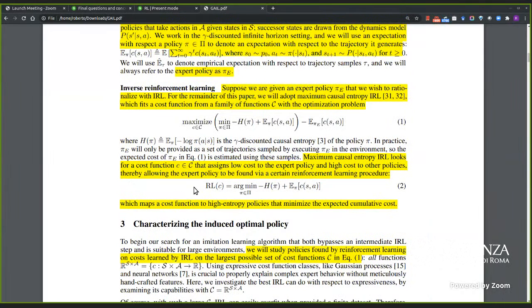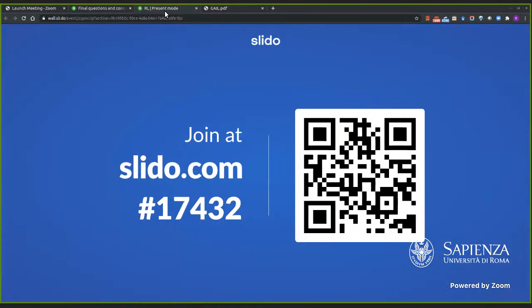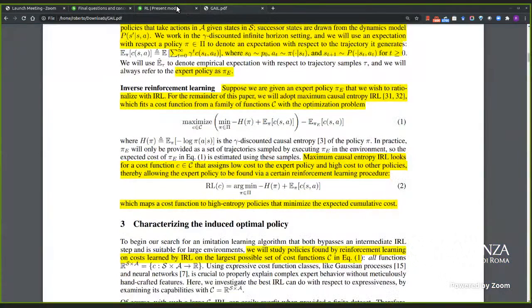And again, why do you want to use a high entropy policy? Because you don't want to commit to any specific choice when you can have valid alternatives that can be used as well. Okay, questions?